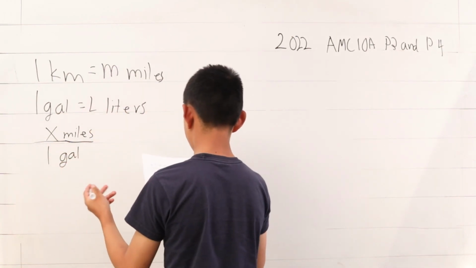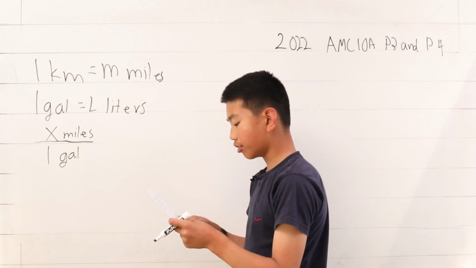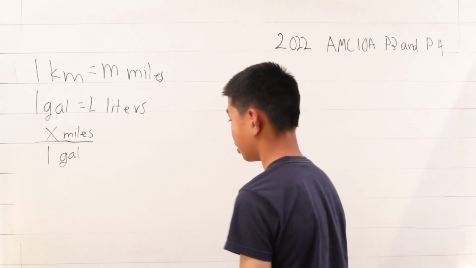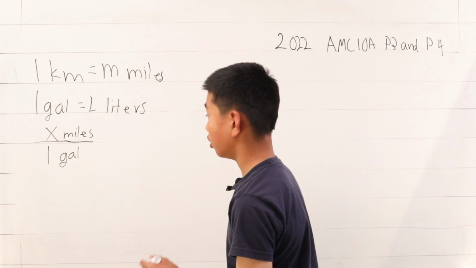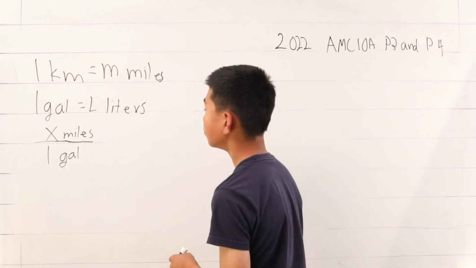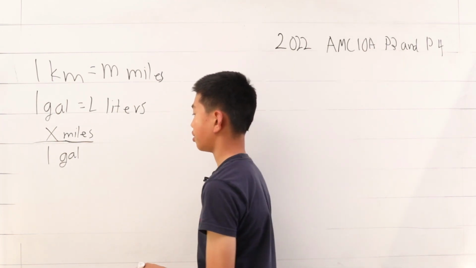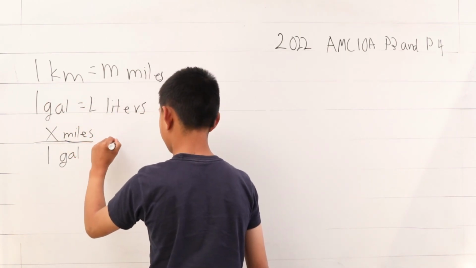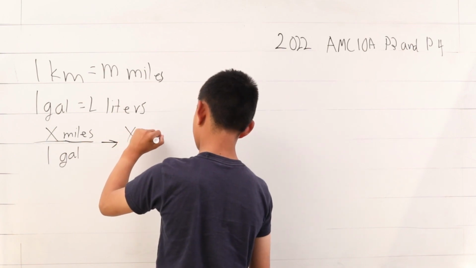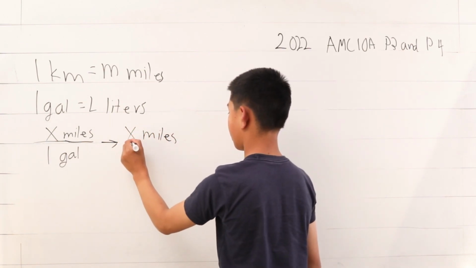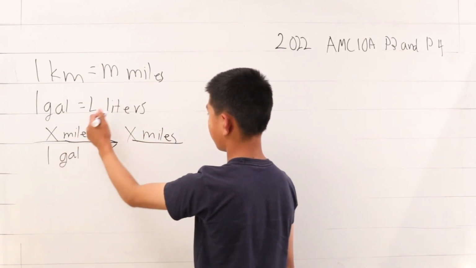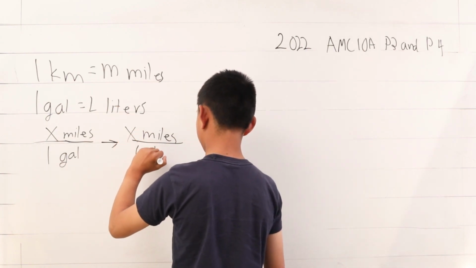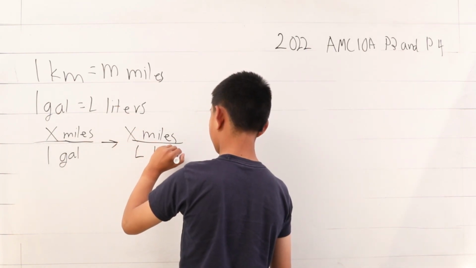We want to turn this into liters per 100 kilometers. We can make our first conversion. 1 gallon is L liters, so we do that. We turn this into X miles divided by 1 gallon into L liters, so this is just L liters.